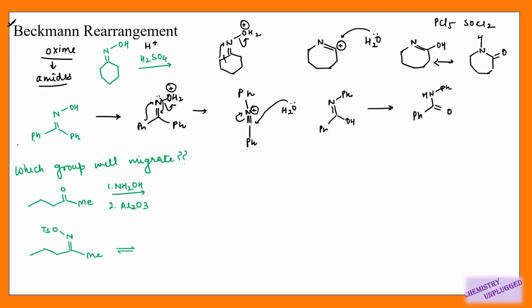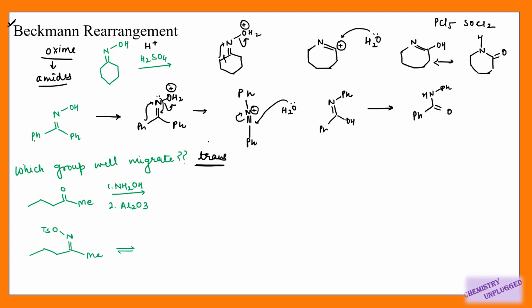But in case of Beckmann rearrangement, the concept is totally different. We have to migrate the group which is trans to this OH. We are migrating this alkyl group which is trans to this bond, right? So this concept is very, very important. We have to remember this. We have to migrate trans groups.